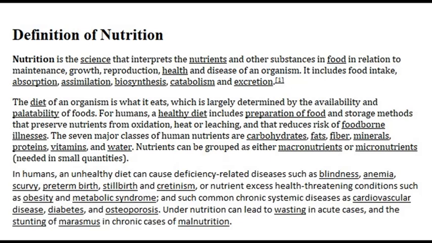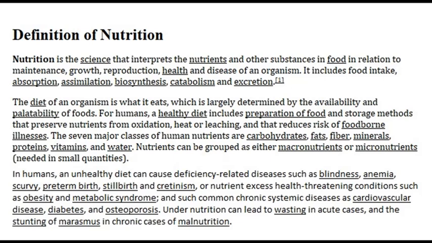The seven major classes of human nutrients are carbohydrates, fat, fiber, minerals, proteins, vitamins, and water, which we have already discussed in your advanced nutrition. Nutrients can be grouped as either macronutrients or micronutrients, which are needed in small quantities.